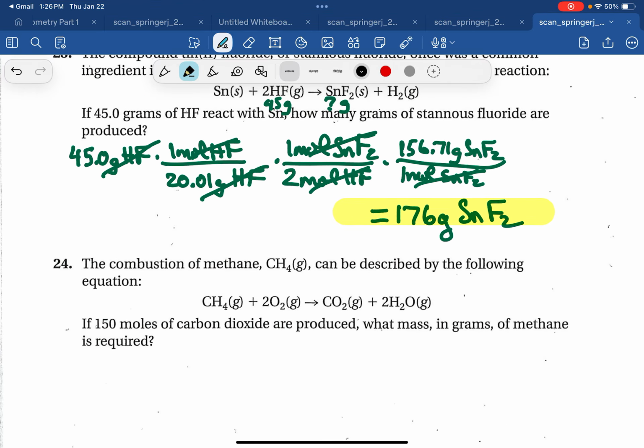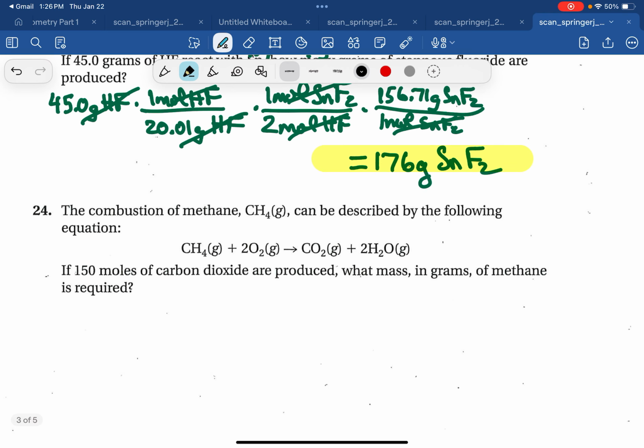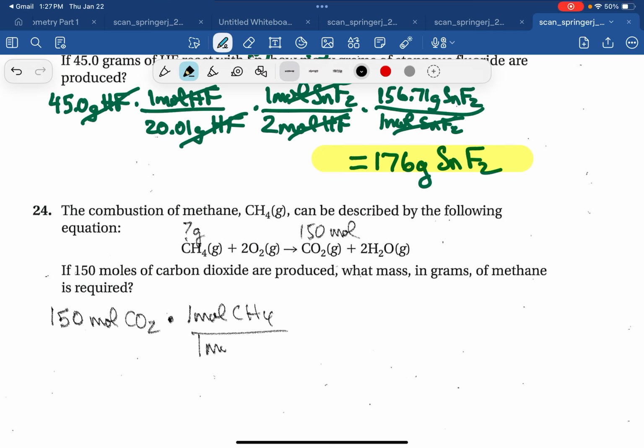Number 24, the combustion of methane can be described by the equation, and it produces 150 moles of carbon dioxide. What mass in grams of methane was used? Oh, I like this pencil. So we'll start with 150 moles CO2. We already have moles, so we don't need molar mass, times 1 mole CH4 for 1 mole CO2, using the numbers from the balanced equation.